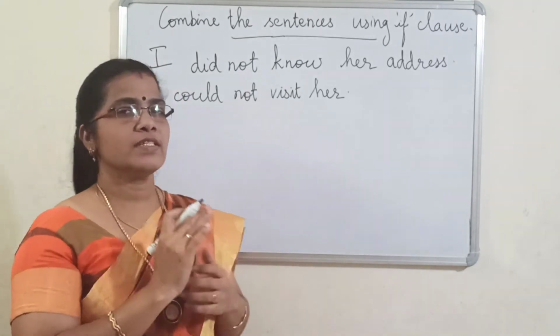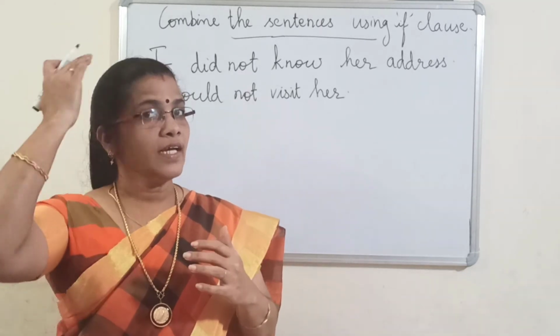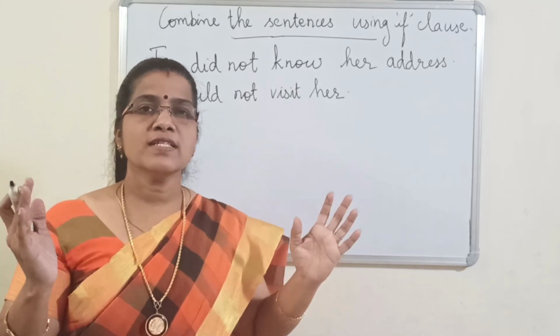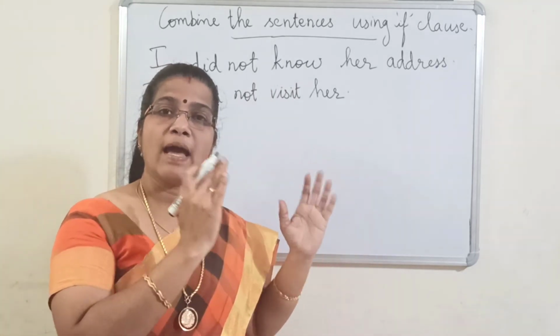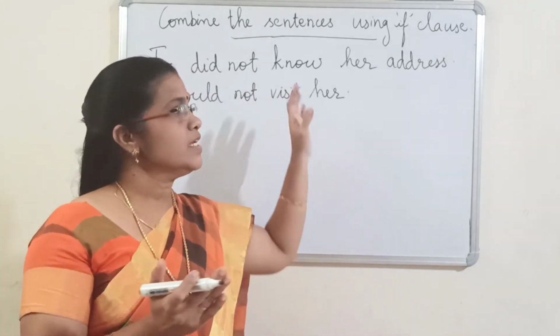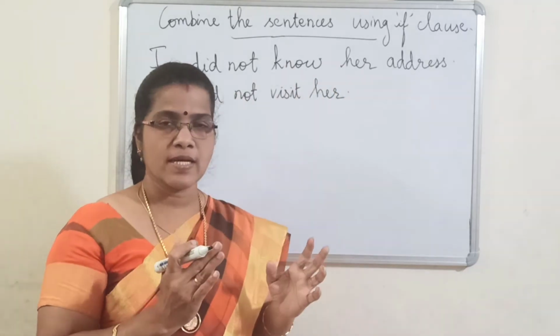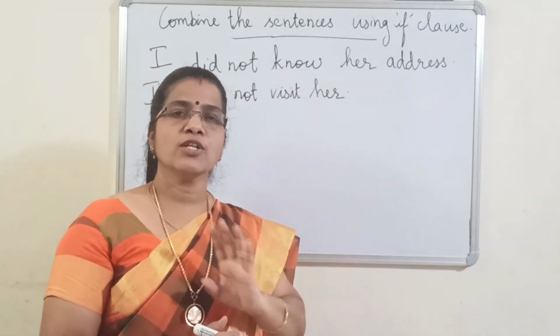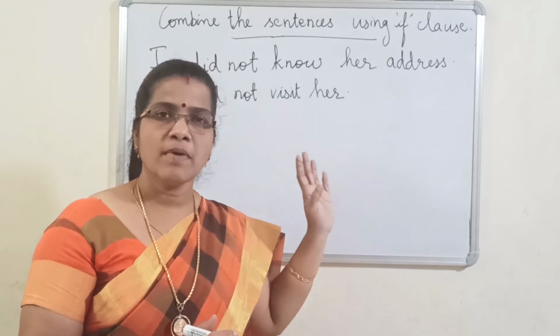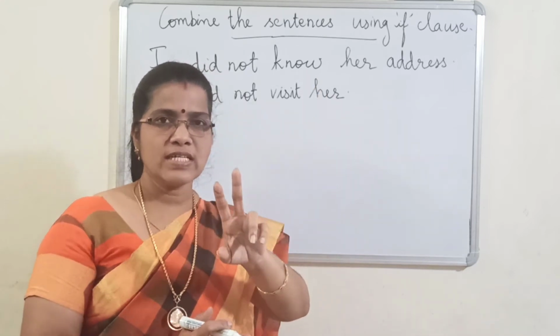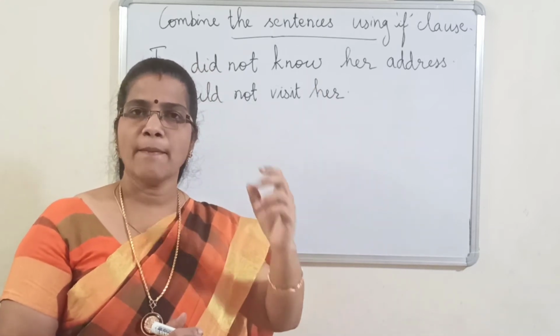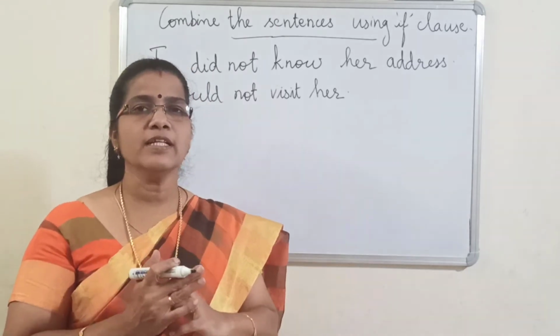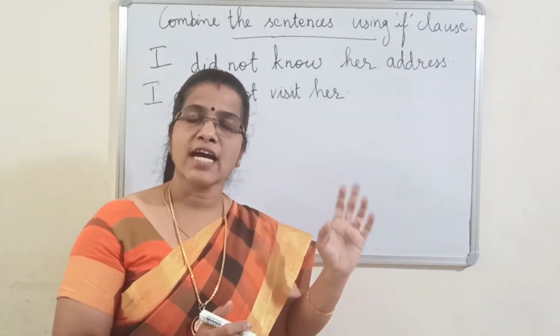Then I could not visit her. That did not happen in the past. So both the sentences speak about something that happened or did not happen in the past. So both refer to past time. So remember, in this case you can use only type 3. So remember, when you are given two sentences where the incident happened in the past or did not happen in the past, you must use type 3.